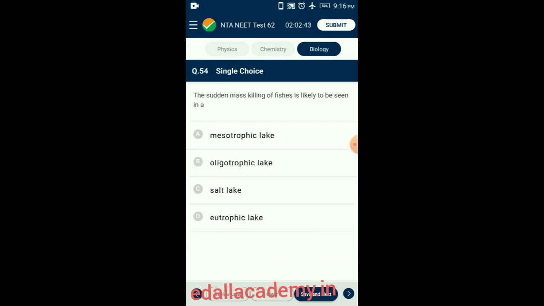Question number 54. The sudden mass killing of fishes is likely to be seen in a. Organic pollutants provide nutrients for stimulating the growth of algae and other plants. Algal bloom reduces the availability of light to submerged plants and consumes more oxygen in decomposition. This reduces the availability of oxygen to other life forms, leading to death of organisms. This is known as eutrophication. So the answer is option D, eutrophic lake.